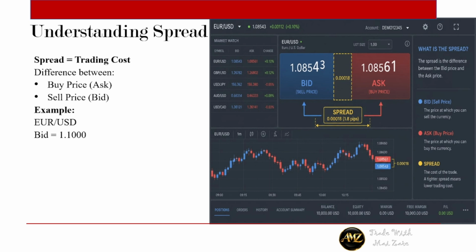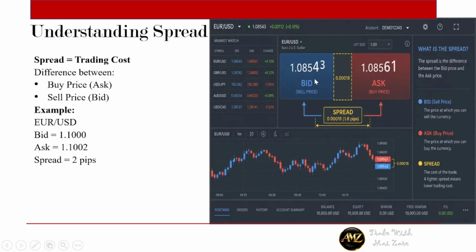So for instance, EUR/USD bids at 1.1000, and the ask is 1.1002. The spread equals 2 pips. Just subtract the bidding price from the asking price, and you get the actual number of the spread. So that's as easy as it is.